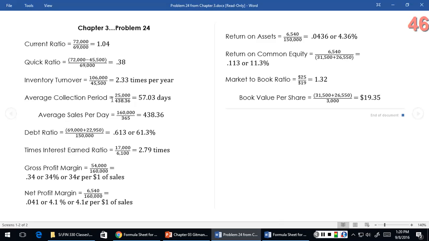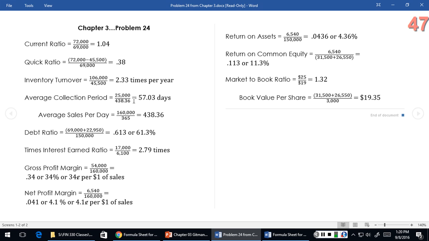And so the average collection period is equal to your accounts receivable. So basically what it's saying is how long does it take us to collect money that's owed to us? So if you plug the numbers in, the 25,000 divided by the 438.36, it's going to give you 57.03 days. So that's on average how long it takes us to collect money that's owed to us in our accounts receivable. Again, is it good or bad?